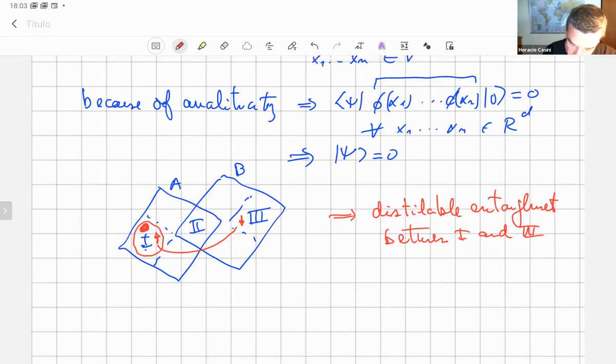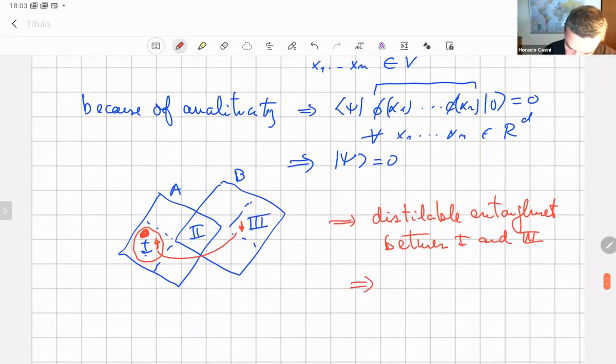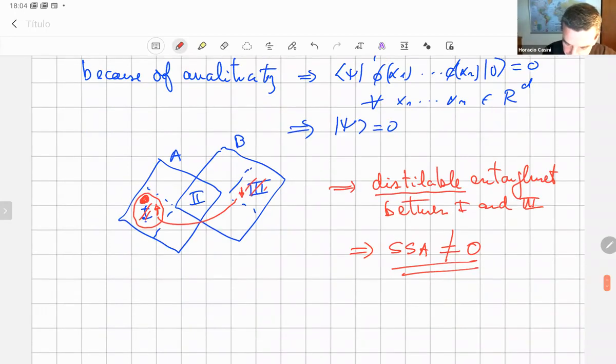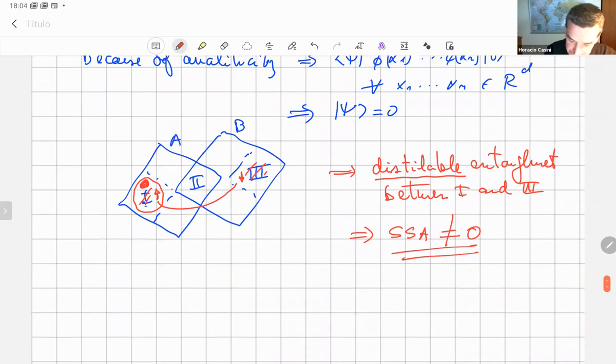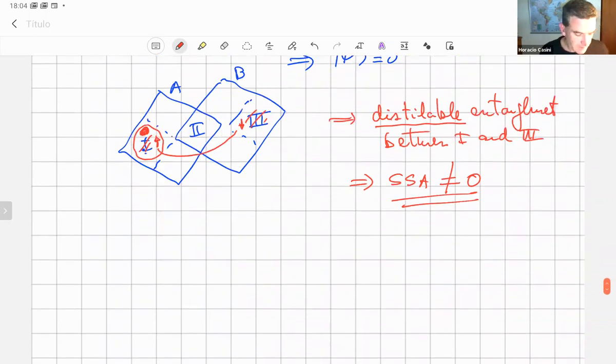And this, of course, implies that strong relativity cannot be 0, because one of the conditions for strong relativity to be non-zero is that there is quantum entanglement. There is no quantum entanglement between 1 and 3. I don't know if you know what distillable entanglement is, but it's some particular measure of entanglement. So then strong relativity cannot be saturated in general.